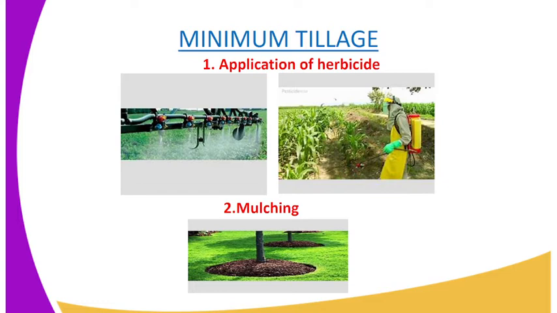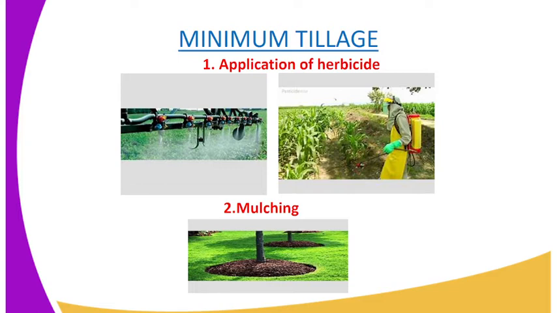What is herbicide? Herbicide refers to the various chemicals which are used in the farm with an aim of eliminating the weeds, or with an aim of killing the weed. And the second type of minimum tillage, we have mulching.